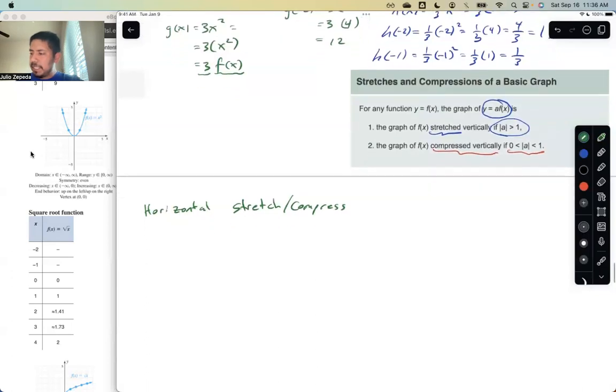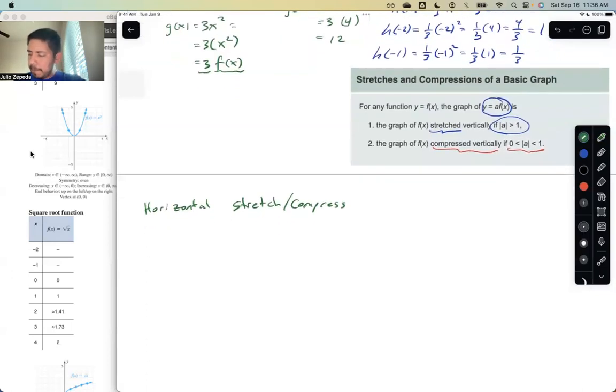Okay, so let's take a look at an example of f of x equals, and which one would be the best one to use? I will use the square root of x. And then I'll use f of x equals the square root of 1/2 x. And we'll also look at g of x equals the square root of 2x.